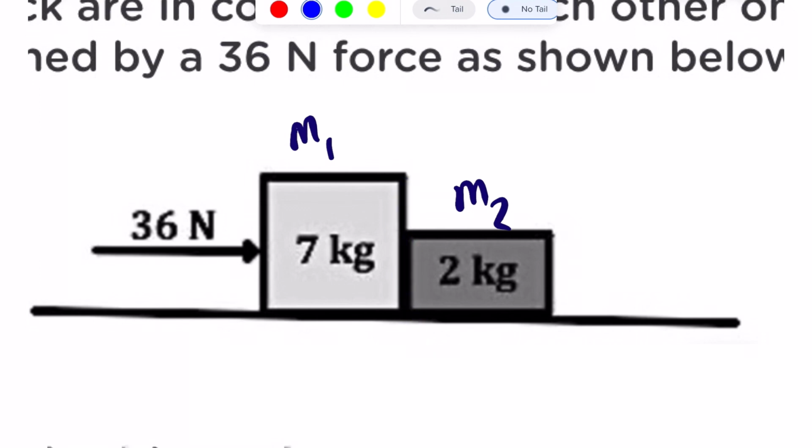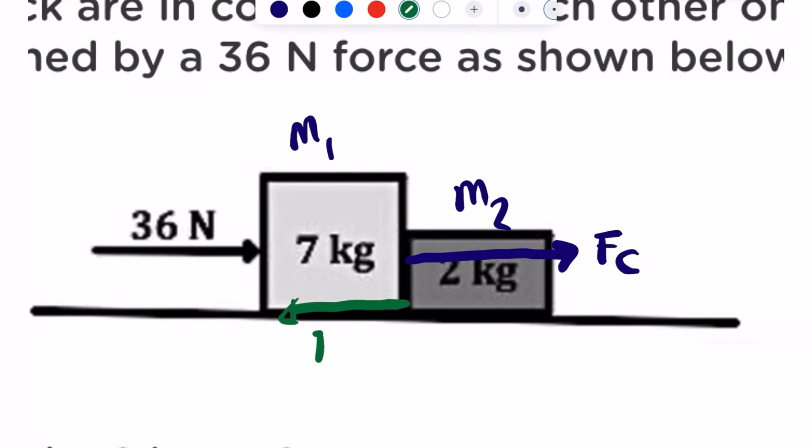So if we're going to draw that, we will have this force here. This is a contact force, or the force of the 7 kilogram block on the 2 kilogram block. On the other hand, we also have another contact force in the opposite direction, and this is the contact force exerted by the 2 kilogram block on the 7 kilogram block. Now these forces are equal in magnitude, but they're pointing in different directions, and they're also acting on different objects. So this FC right here is acting on the 2 kilogram box, and this other contact force right here is acting on the 7 kilogram box.